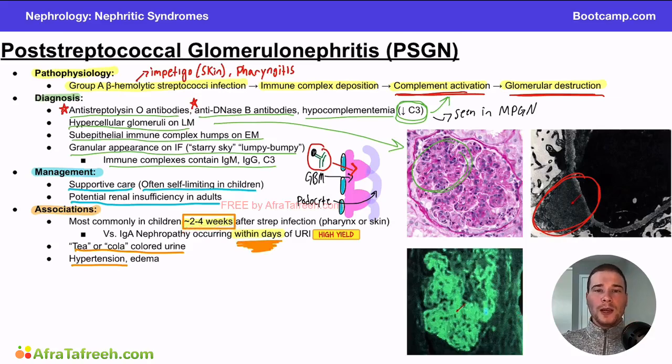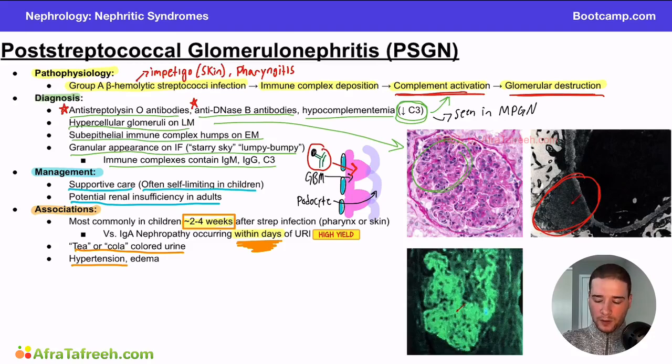If we were to work up these patients, we would want to talk about their history and get a physical exam, but we could also do some other things, such as getting some labs looking for certain antibodies, including the anti-streptolysin O antibody or the anti-DNase B antibodies. And although it's not often necessary, if we were to get a renal biopsy, we would see some hypercellular glomeruli on light microscopy or some subepithelial humps on electron microscopy. We can additionally see a granular appearance on immunofluorescence. And why does this make sense? Because remember, this is immune complex mediated. If something is immune complex mediated, that means we can see it on immunofluorescence.